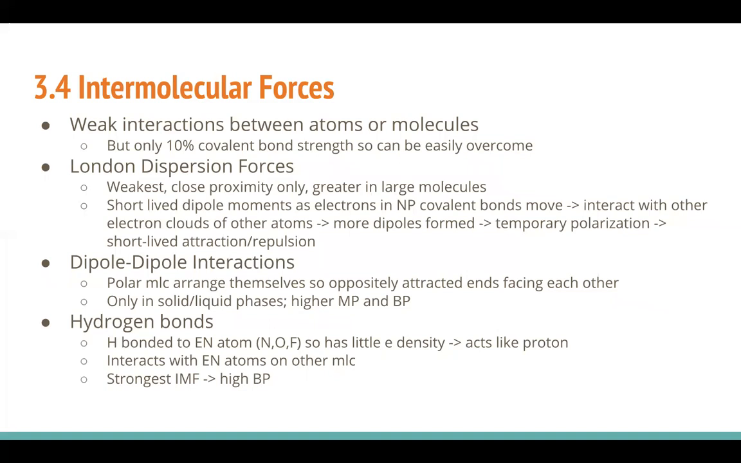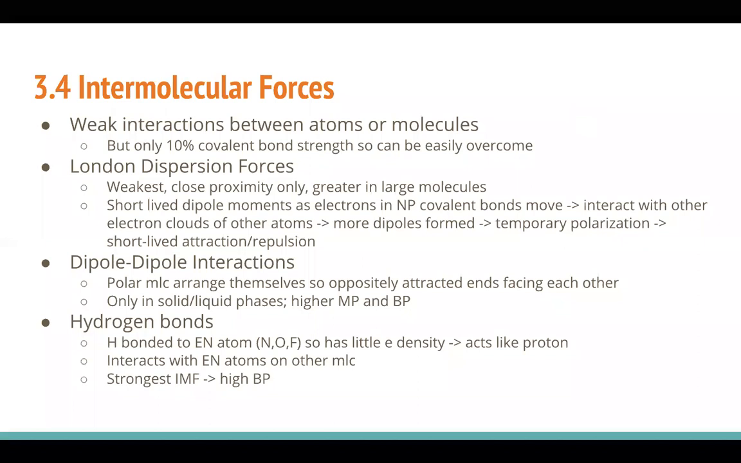London dispersion forces are the weakest, and they're basically due to dipole moments that are short-lived. Say you have a nonpolar bond and on average the electrons are shared equally. However, electrons aren't static, they're dynamic. They're constantly moving, so there's going to be a few milliseconds here and there where one atom is more electronegative or less electronegative. And that's what London dispersion forces are.